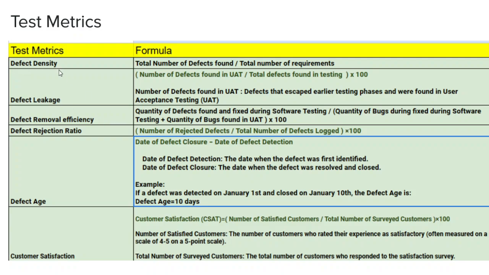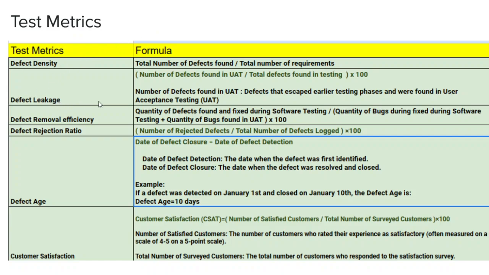So what is defect density? Defect density means the total number of defects which are found during testing divided by the total number of requirements. So this formula will give you defect density. We have to calculate this number. So you have this data: the total number of defects found, that would be some count, and the total number of requirements which are there. So this formula will give you the value of defect density.